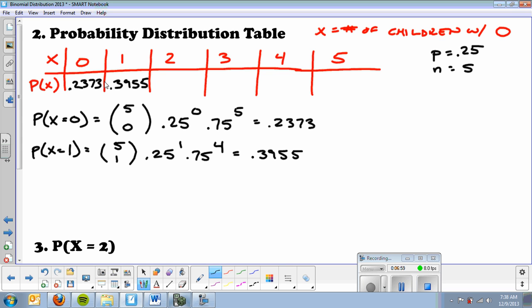Okay, I'll do one more, just again to kind of show you how you write it out, and then we'll just type the rest into our calculator. So probability that X equals 2. Out of 5, I'm choosing 2 that have type O. How many different ways can that happen? Probability of success is 0.25 to the second. There are 2 successes. And 0.75 to the third.